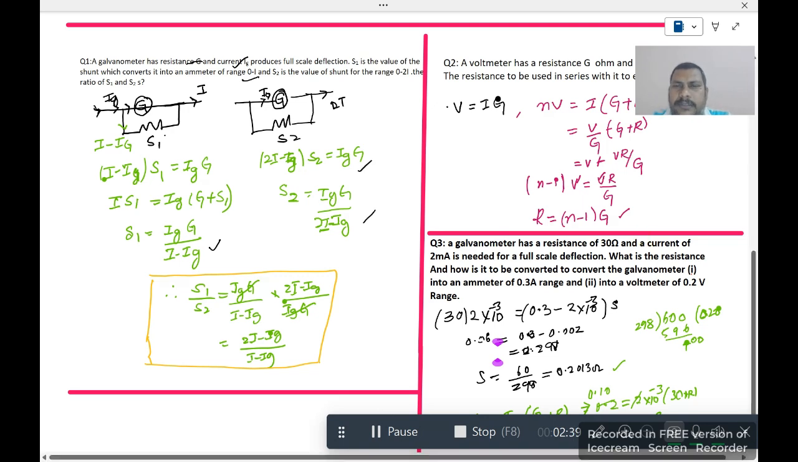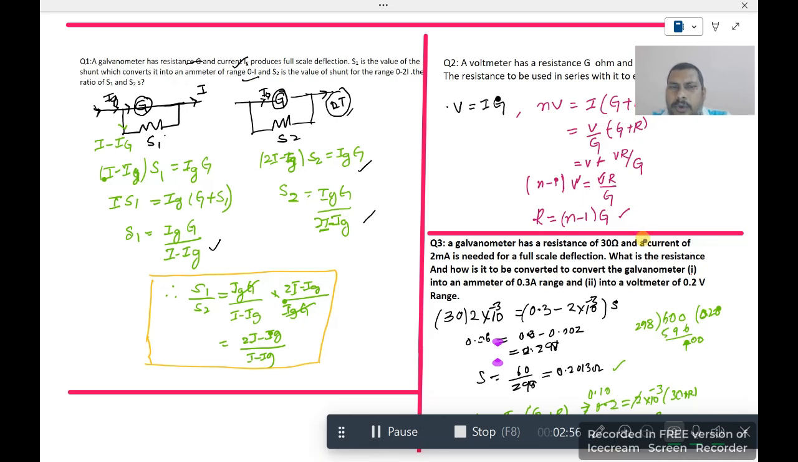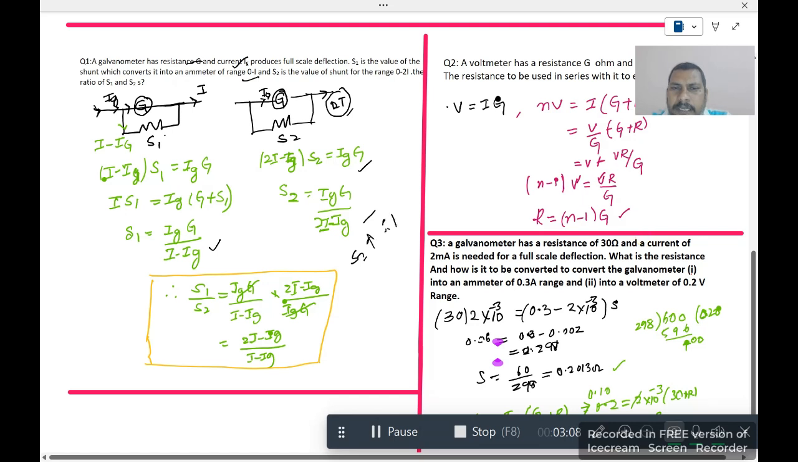Similarly here also, the same. Then S2 will get some other value. But here I require a larger ammeter value, so I have to add a smaller resistance S2. See here, 2I minus Ig means this 2I value is more than this value. When the numerator is more, the total denominator will become less. That's why S2 will be more. Here S2 will be more than S1. It is very clear, given S1 and S2, S2 is more than S1.